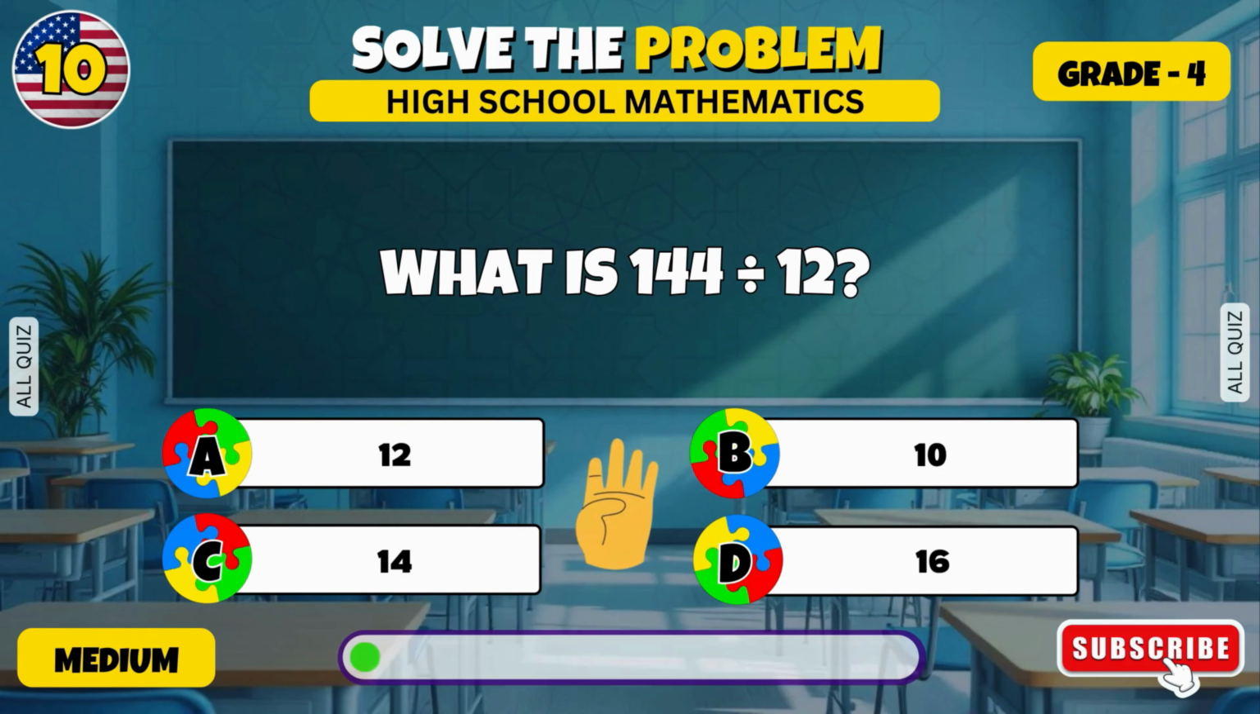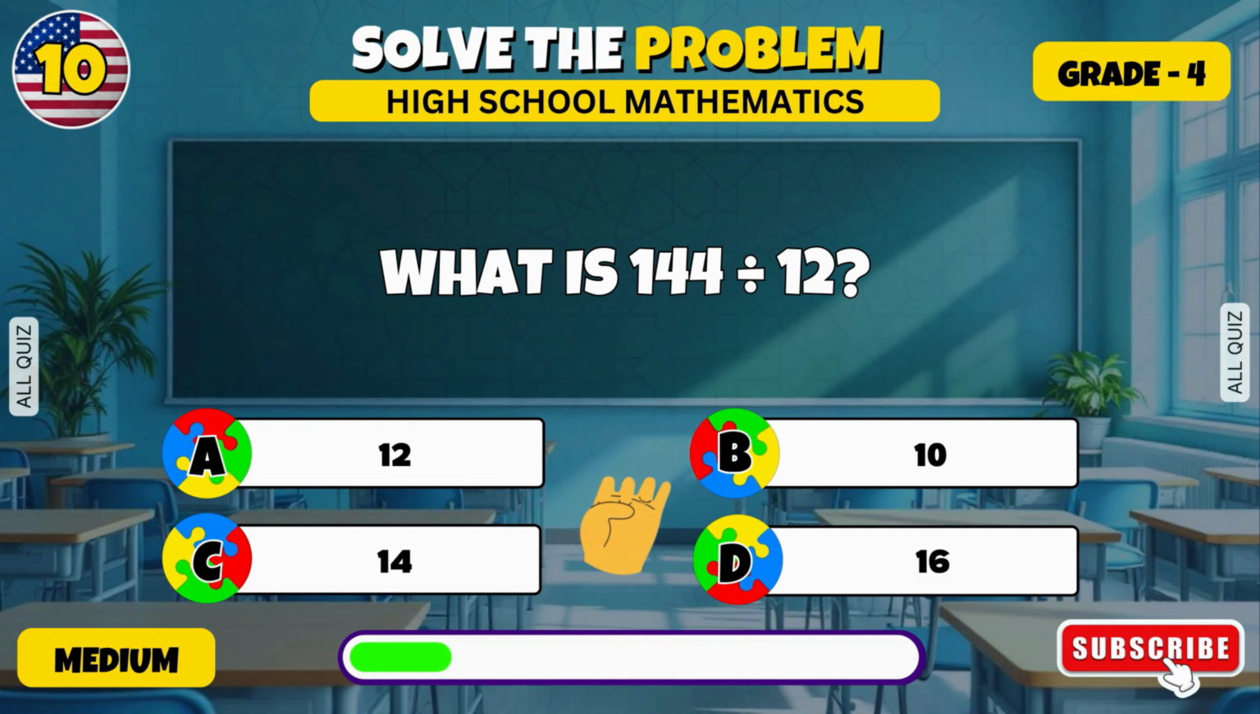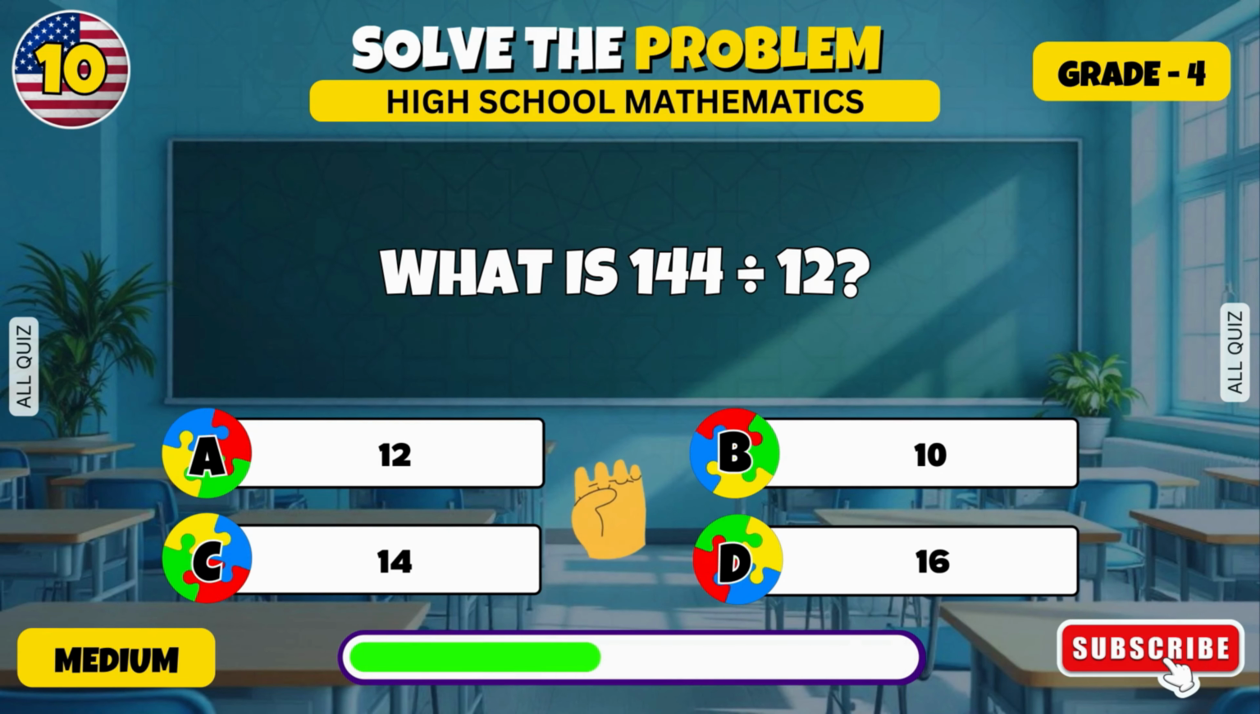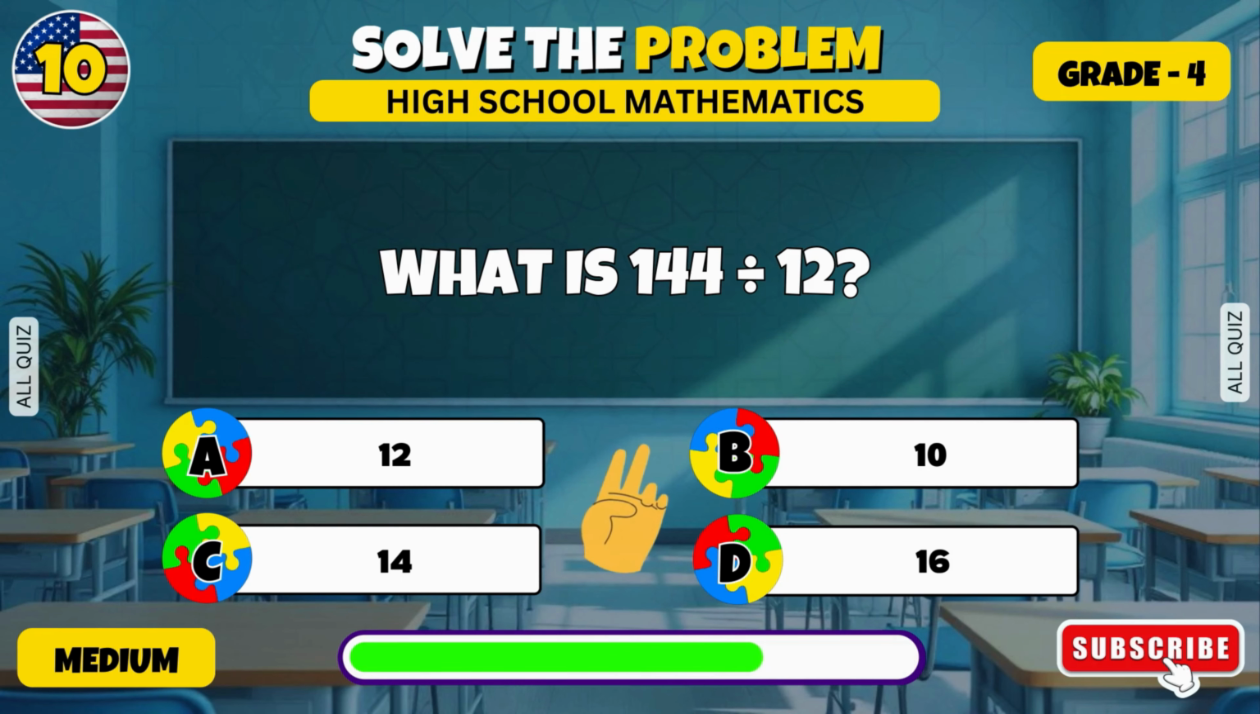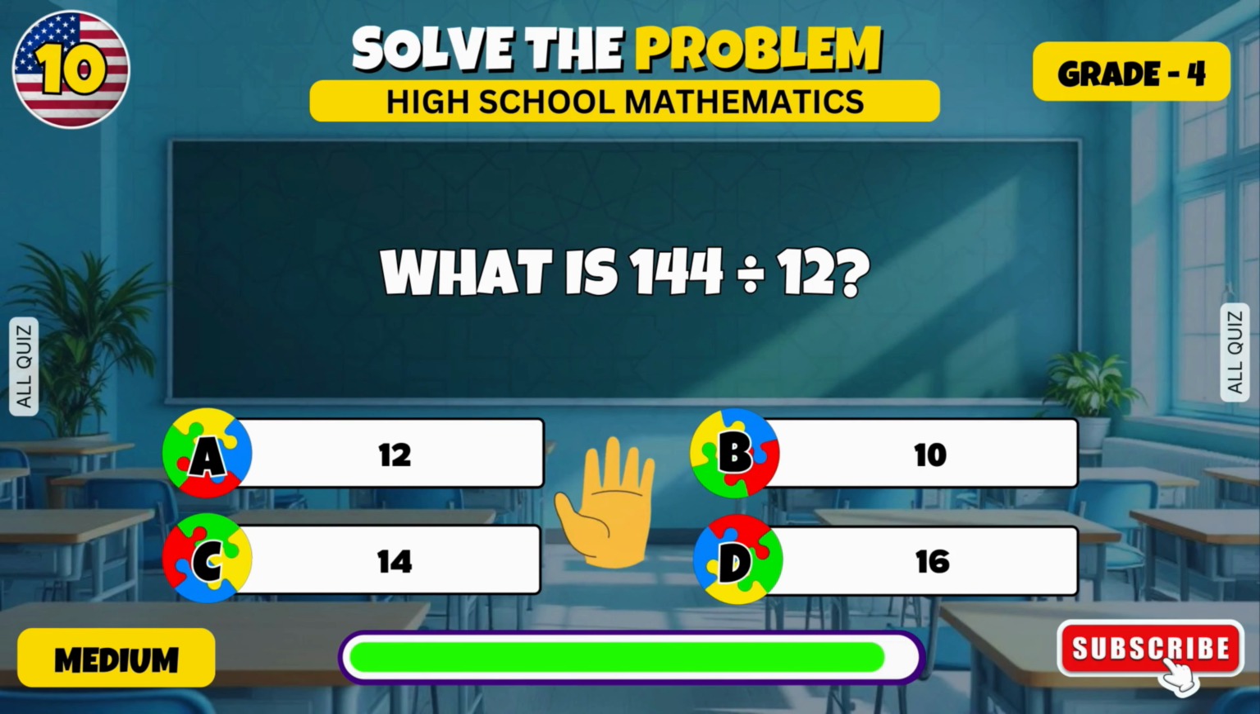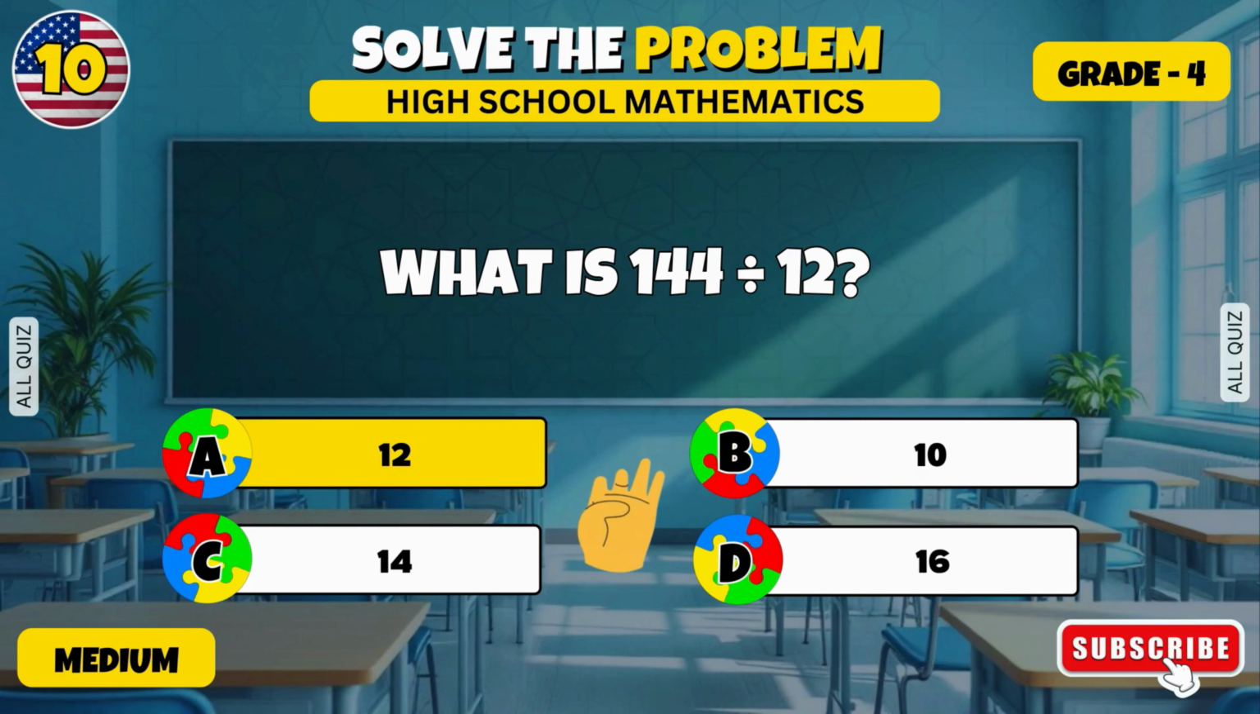Quick division. What is 144 divided by 12? Great job! The answer is 12. Which fraction is the largest? Think carefully. You got it! The answer is 2/3.